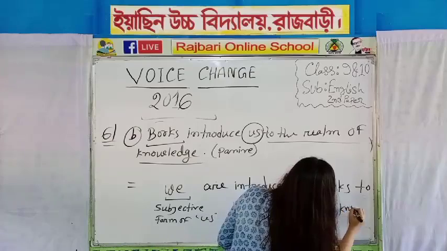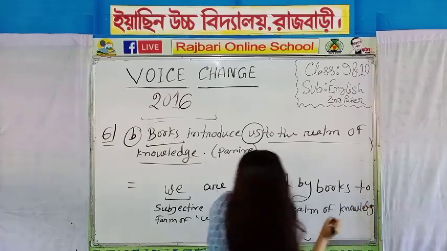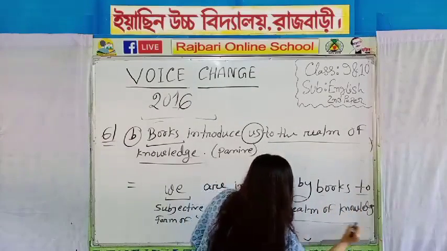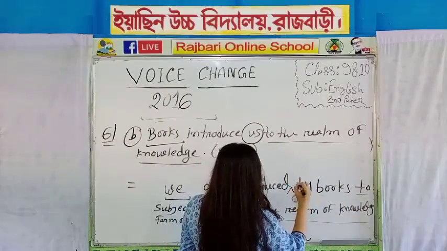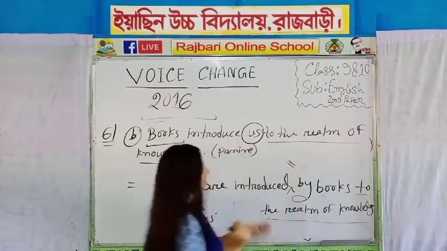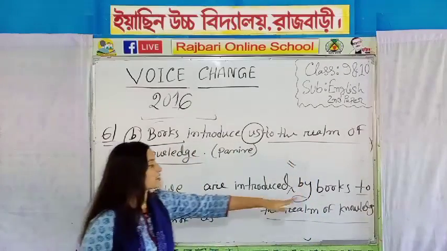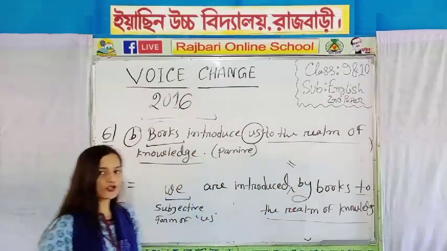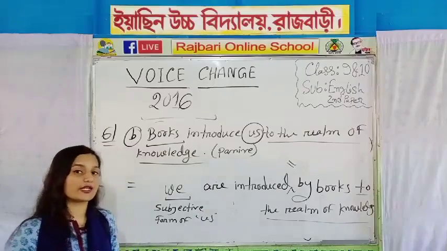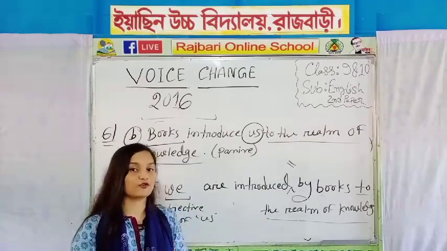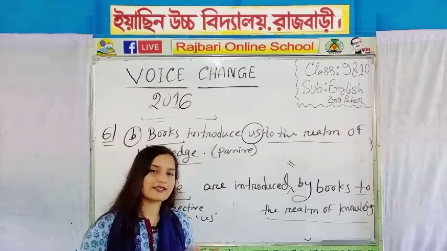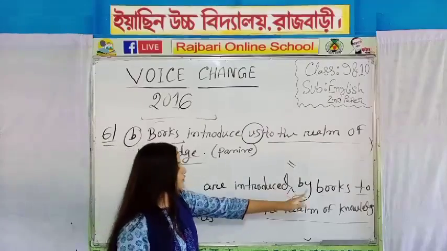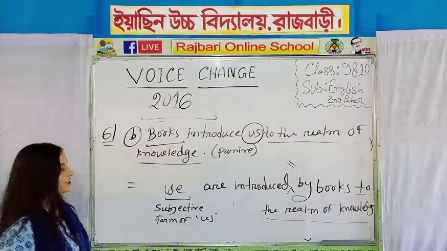See one thing, even if you wrote down this extension here, still it's right. If you write down this extension to the realm of knowledge here before by, still it's correct. So extension doesn't matter. If you follow the correct structure, examiner will give you full marks. Even if you change the place of extension. So we are introduced by books to the realm of knowledge. That is the passive voice.